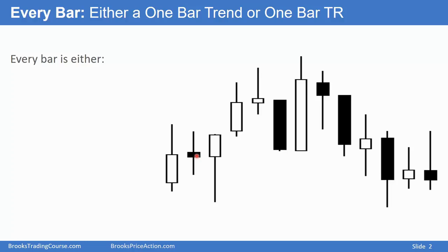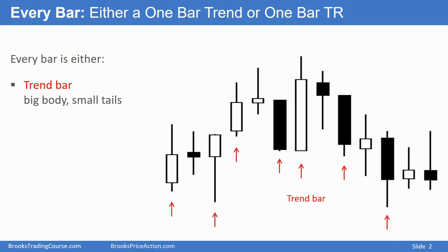Some of the bars have bodies that are smaller than half of the size of the height of the bar. And other bars have very small tails. For example, here's a tiny tail on the bottom of this bar, and there's no tail on the top of the bar. The bars that open at one end and close at the other end, where the bodies are at least half the size of the bar, and especially if the bars are relatively big, I call them trend bars. Big bodies and tails that are not particularly prominent. The bodies are at least half the size of the bar. Here are examples of trend bars.